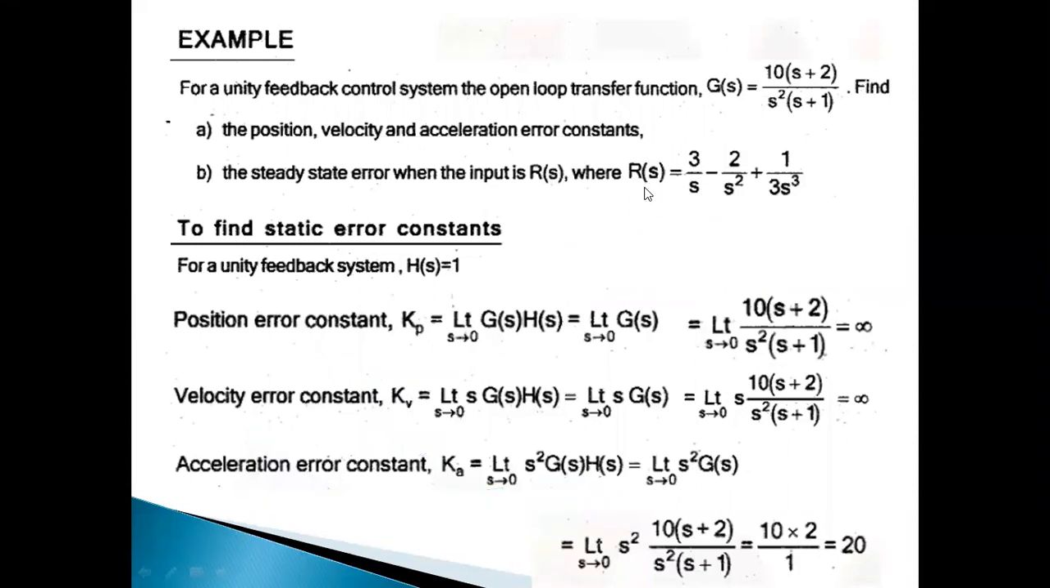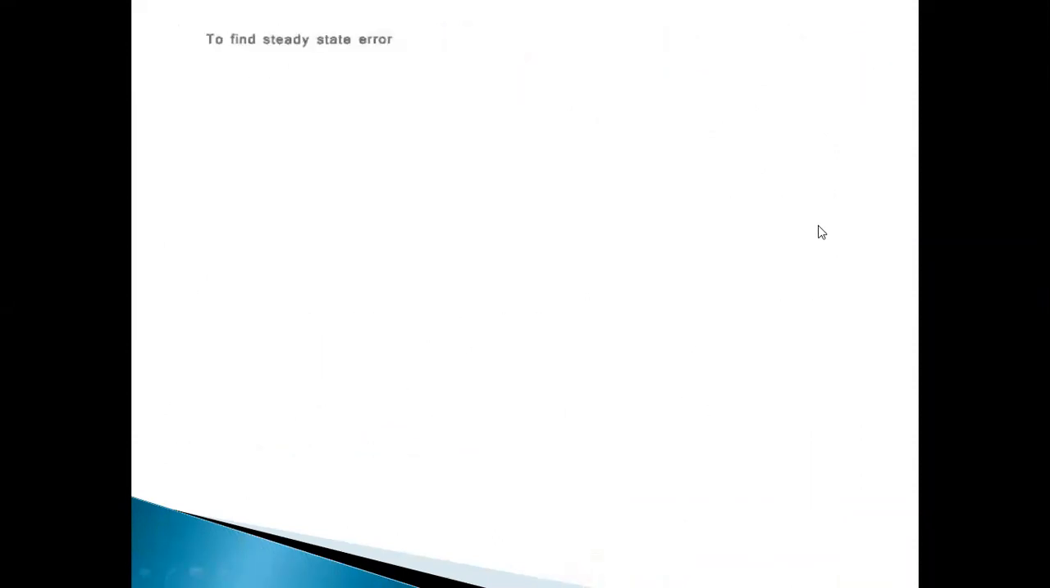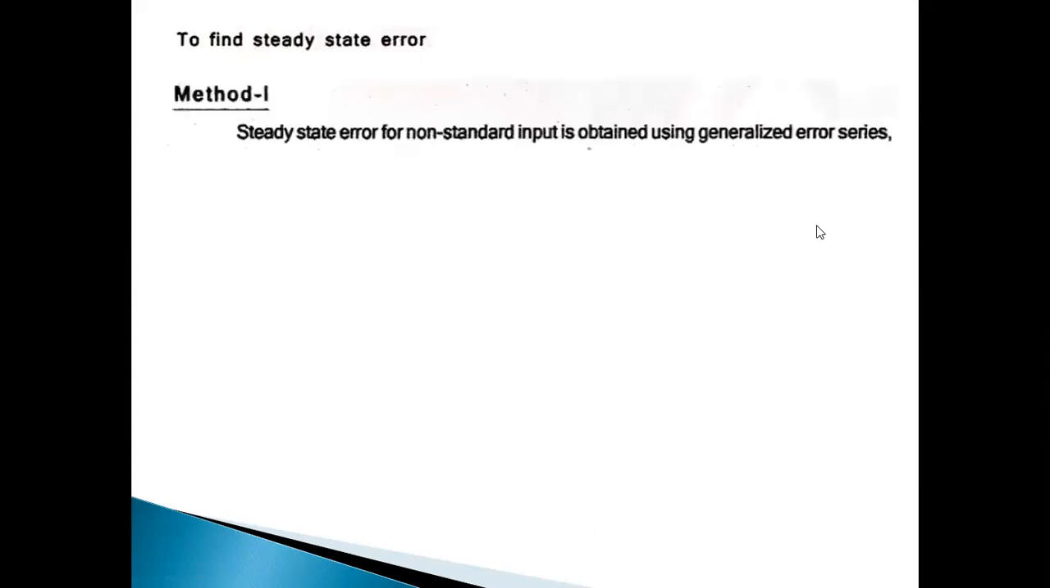Please note down this. Now the second case: the steady state error when the input is other than the standard input. This is not a standard input. It is a practical input, a combination of inputs, several inputs. This is not just a unit step or unit ramp or parabolic function. In that case, we have to use generalized error constants.